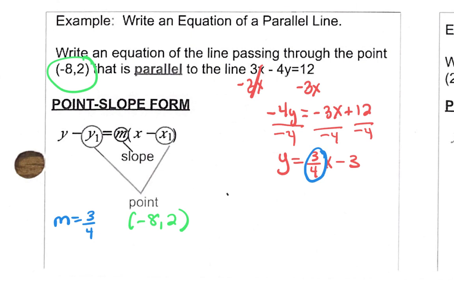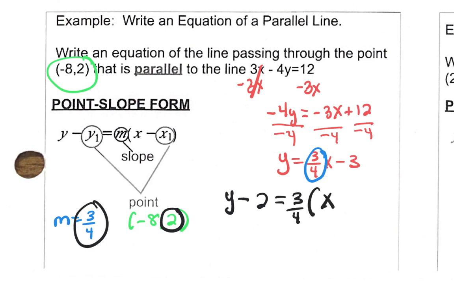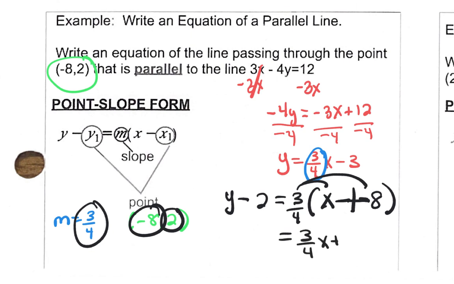So again, it's always y minus our y, which happens to be 2, equals our m, which is our slope, and then parenthesis x minus our x, which is -8. And then we simplify. So minus a negative is going to become a plus. We'll distribute that 3/4. So we end up with 3/4 x plus 3/4 times 8.